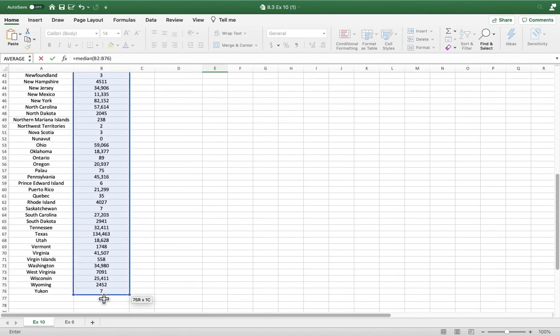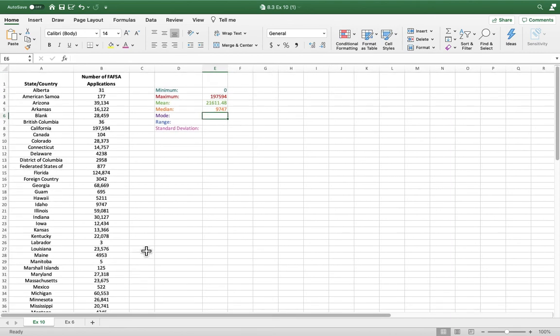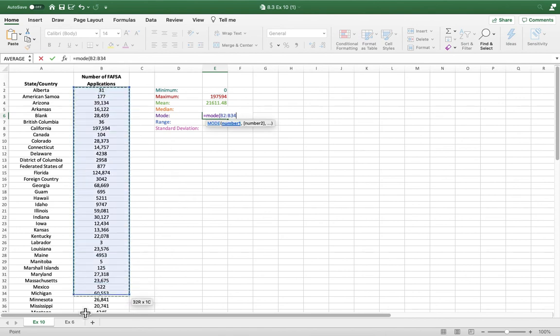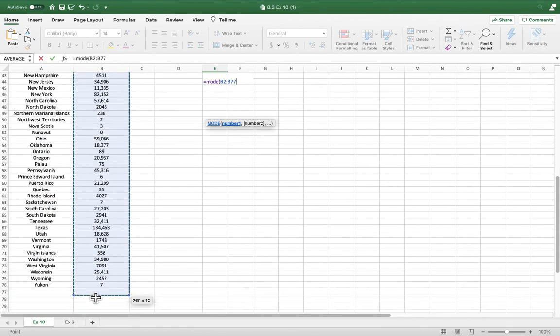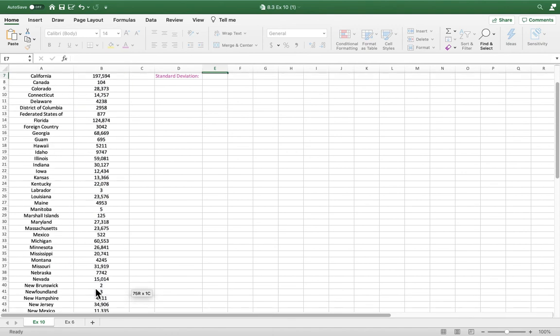For the median, type equals median, open parenthesis, select all the data, close, enter. For the mode, type mode, M-O-D-E, open parenthesis, select all the data, close parenthesis, enter.